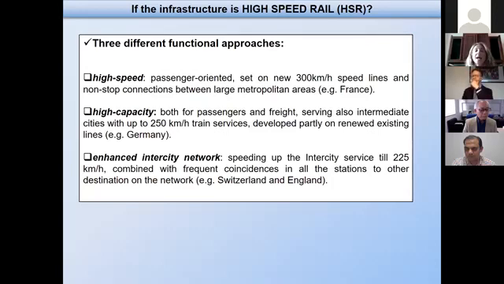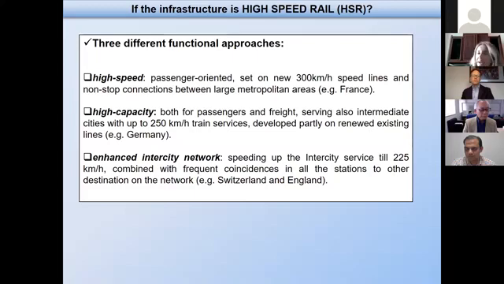And then we have the third functional approach, that is the one known as the intercity network. I have in mind the example of Switzerland or England, which is a system conceived by speeding up the intercity service to 225 kilometers per hour, combined with frequent coincidences in all the stations to other destinations on the network.